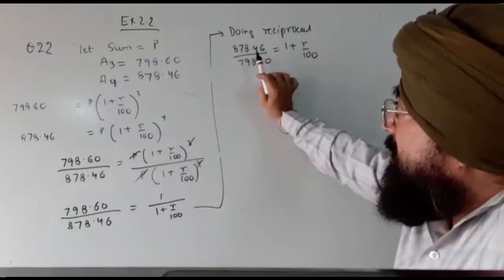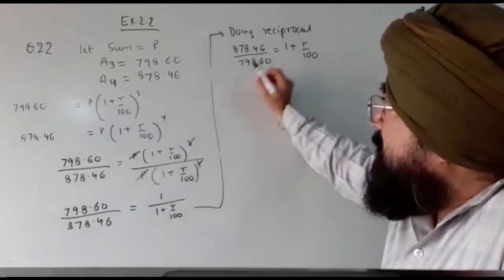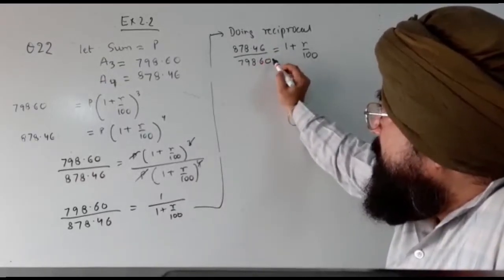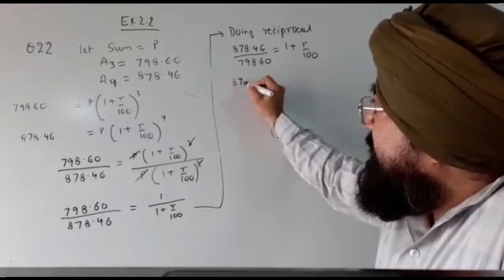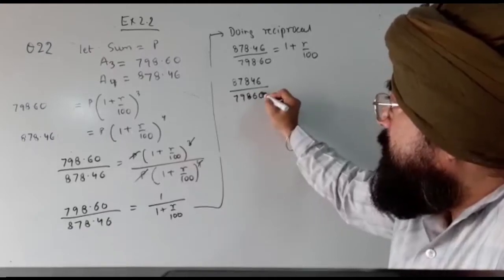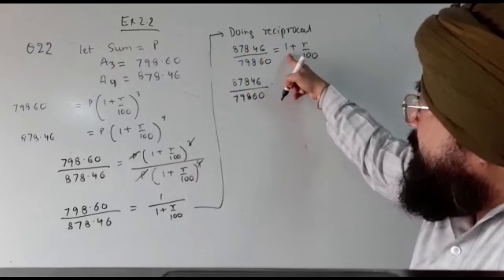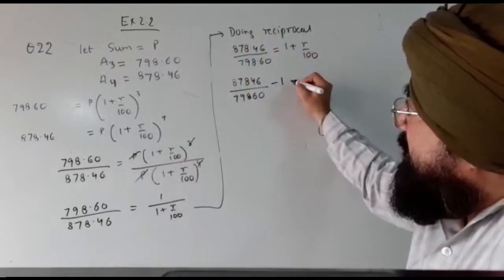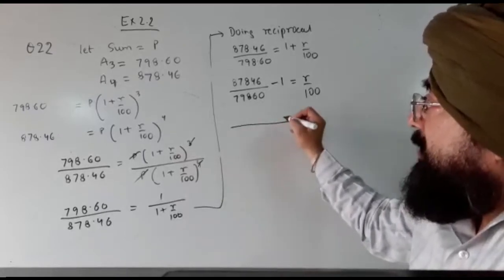And now my main concern is this decimal. If I multiply the numerator by 100 and the denominator by 100, this worry will also be over. So the next step it becomes 87846 over 79860, and bring this 1 to this side. It's added here, so both sides become minus 1 is equal to R upon 100. And now you are all about taking the LCM here.